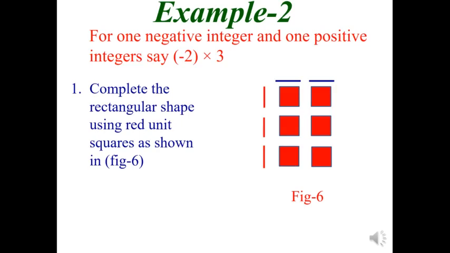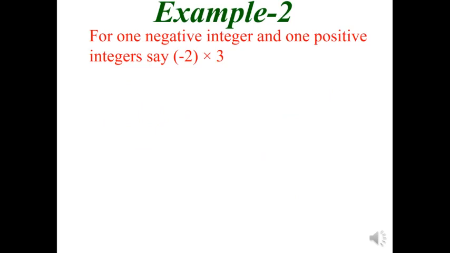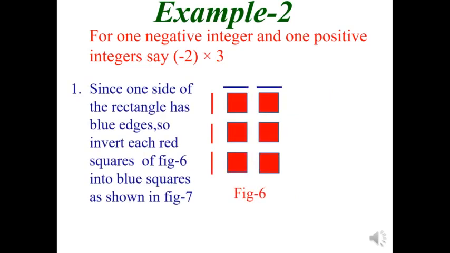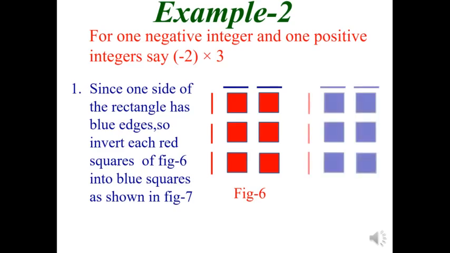So this is our figure 6. Continuing this, since here we have to multiply minus 2 with 3, 3 is positive and minus 2 is negative. Since one side of the rectangle has blue edges, that means negative. So invert each red square of figure 6 into blue squares as shown in figure 7, like this.